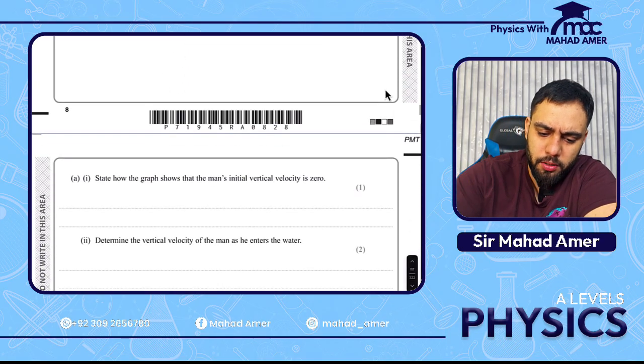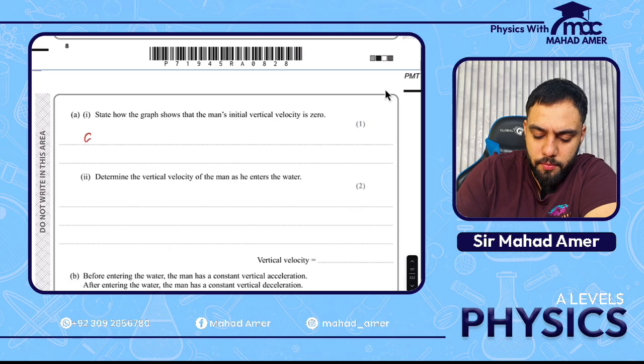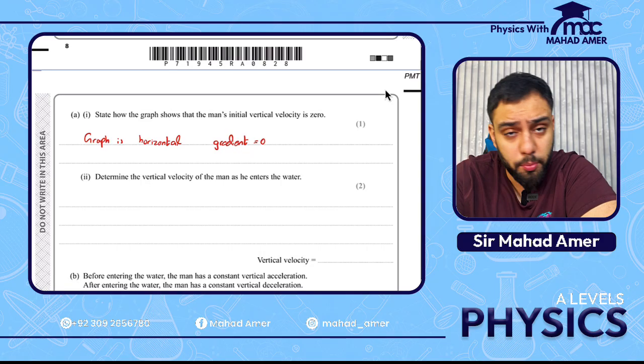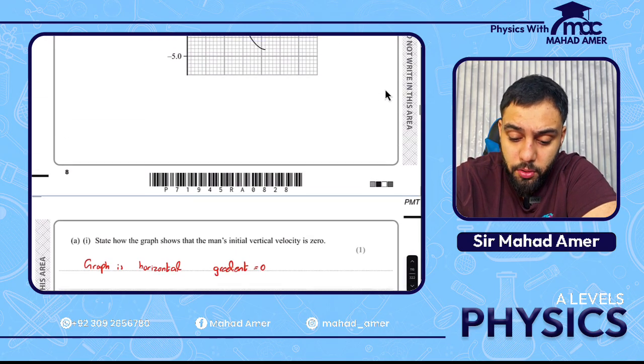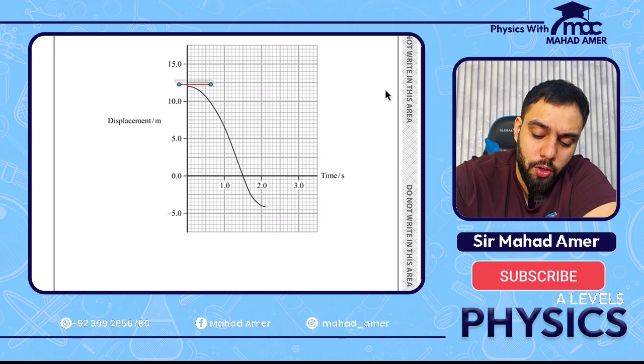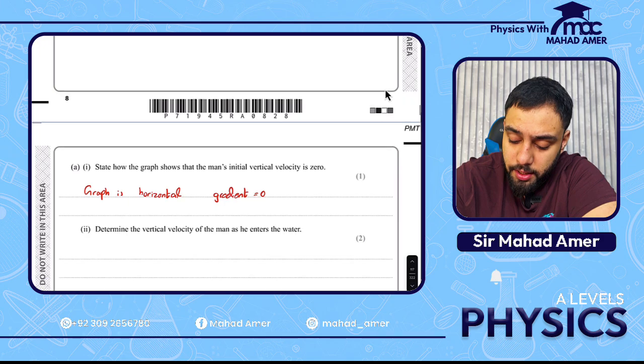The graph is horizontal. It's a displacement time graph. The graph is horizontal, 0 gradient. So the gradient of a displacement time graph gives us velocity, and if something is not moving, that means the gradient is going to be 0. You can even write that if you draw a tangent, it is going to be horizontal, so it's the same thing. Don't need to worry about that.